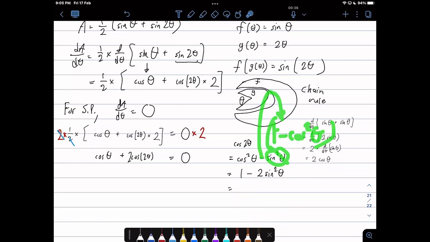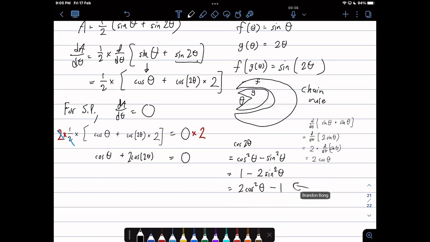Don't forget the minus you have to bring in. This gives you 2 cosine square plus 1... no, minus 1. So which one would you want to use? Option 3, because it involves more cosines.